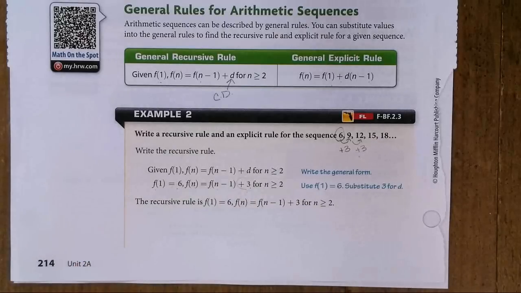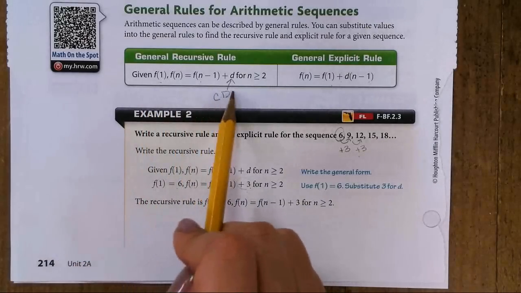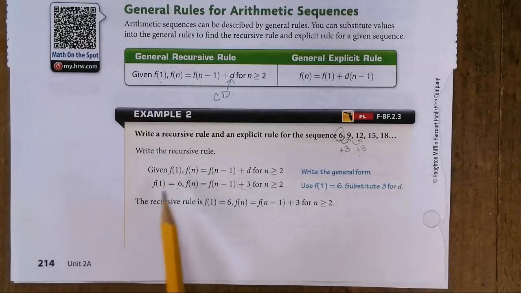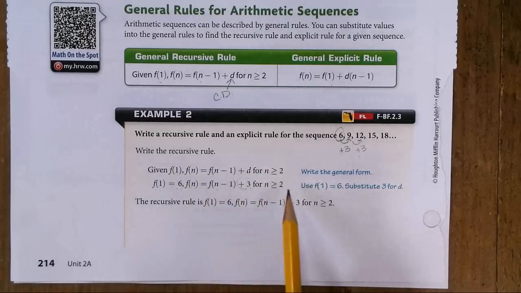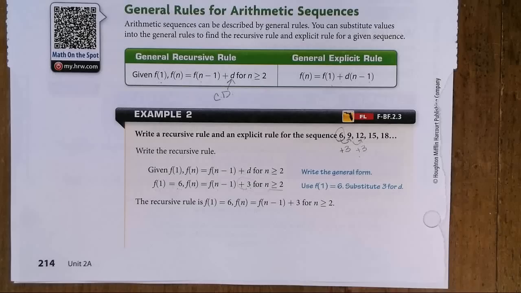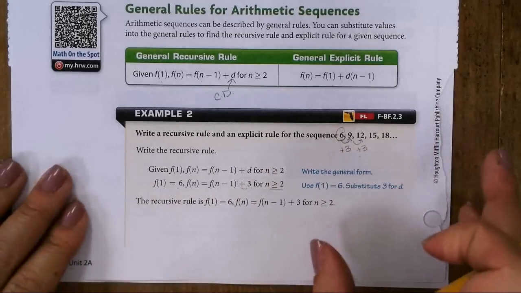Basically, if you can remember this general format, the only two numbers that are changing are what f of 1 is equal to and your common difference. Because here this is going to stay the same as well. Okay, so let's flip over.